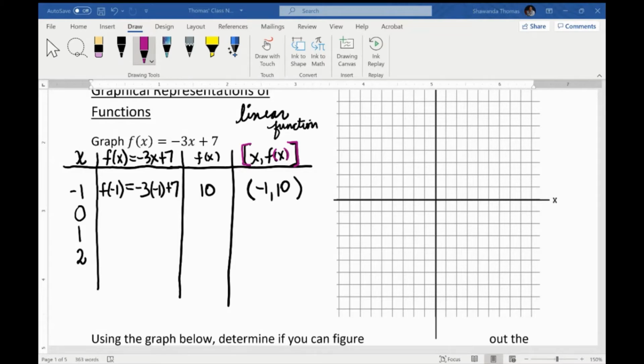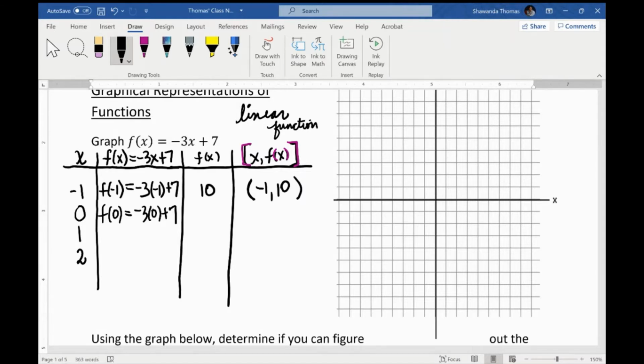Braces. Might have forgot that, but braces. The little squiggly line. All right, let's move on to f of 0. Plug in 0 for x. You get -3 times 0 plus 7. So what does f of 0 equal?